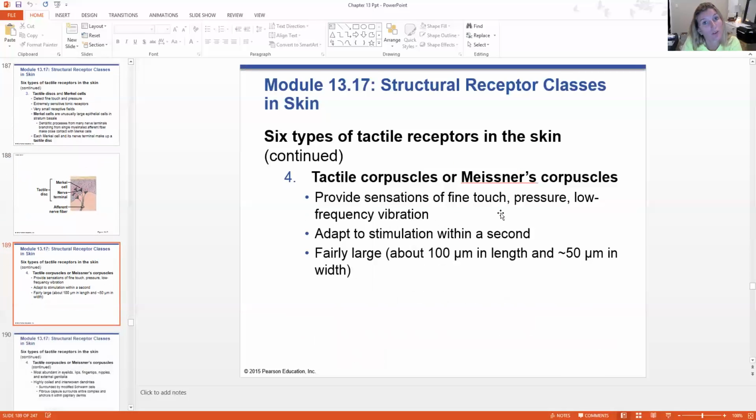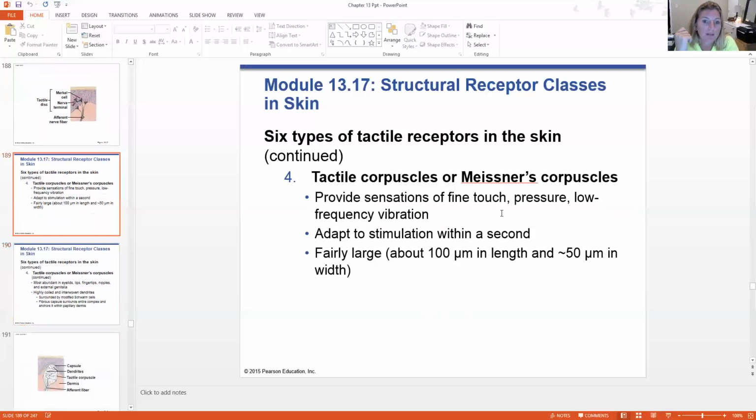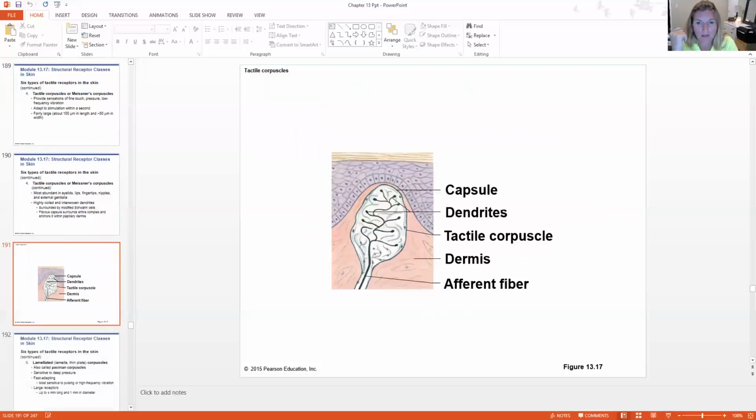And tactile corpuscles, or Meissner's corpuscles, provide sensations for fine touch, pressure, and low frequency vibration. They adapt very, very quickly as well. They are the most abundant in the eyelids, fingertips, nipples, and external genitalia. This is how you enjoy someone kissing you or something like that, because there's a lot of receptors in those areas. There they are, much bigger.